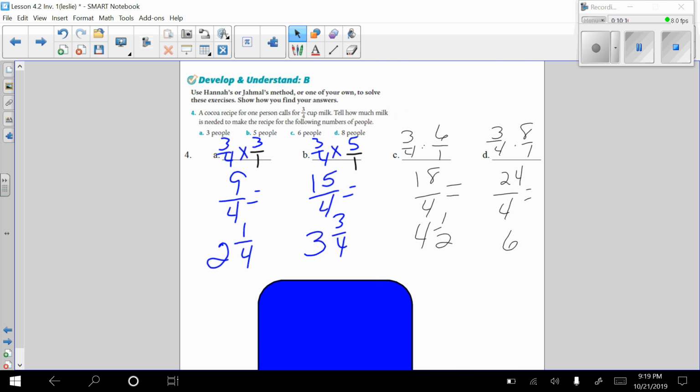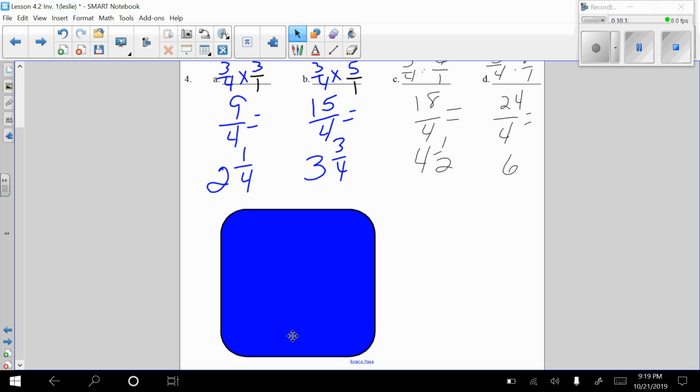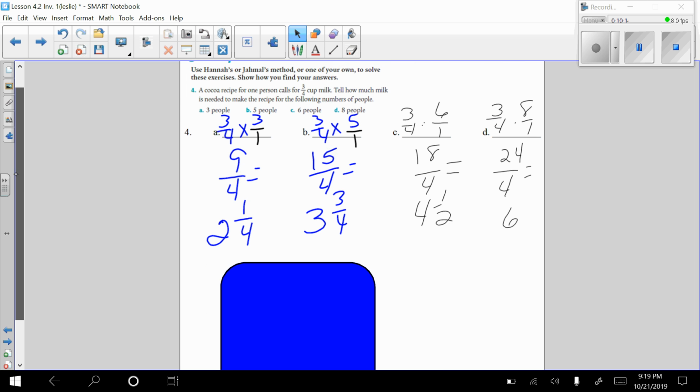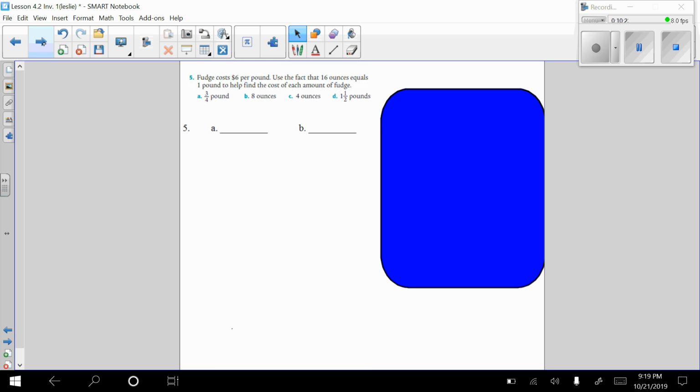Here we go. Here's what you should have gotten. As you notice, the more people I have, the more cups of milk that I would need. That makes sense. If you made a mistake, check it and see what you can do. Here's another way of looking at it. Here we talk about money.